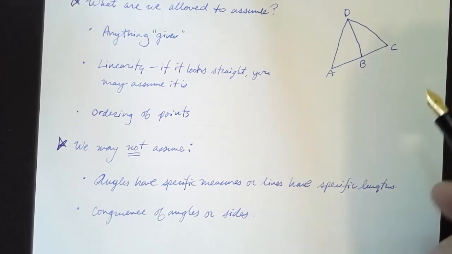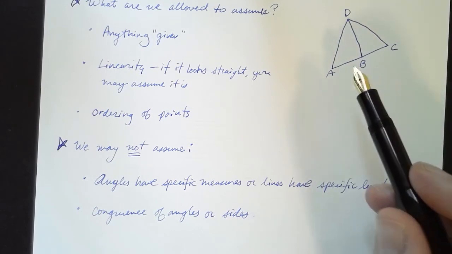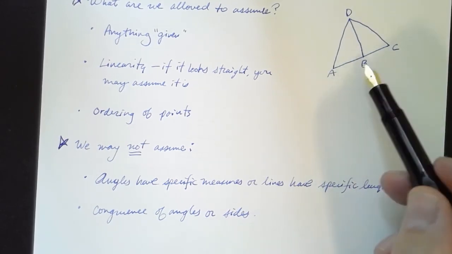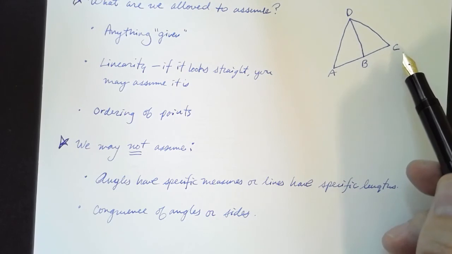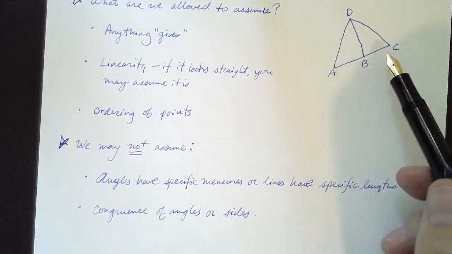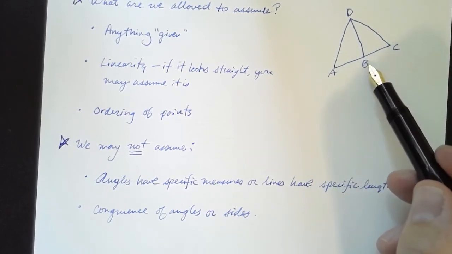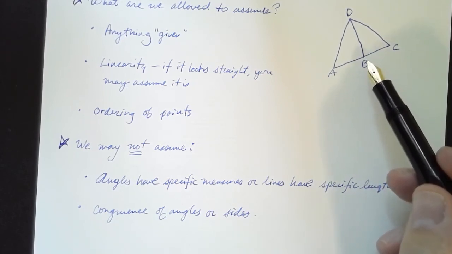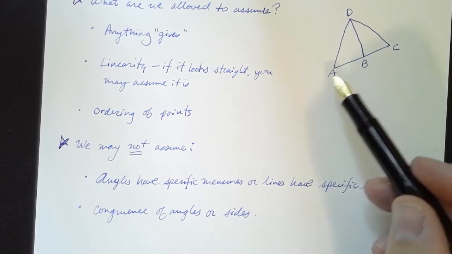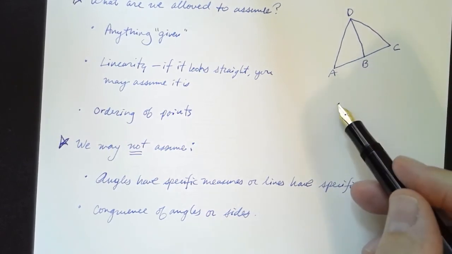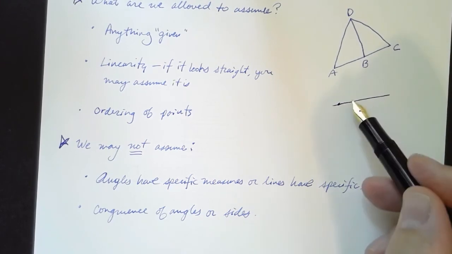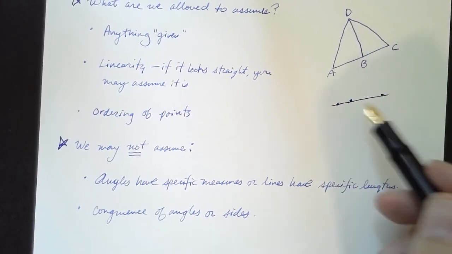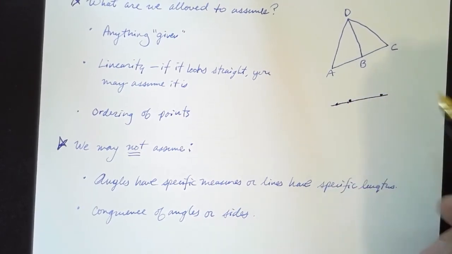Finally, the third thing you're allowed to assume without having to be told anything is ordering of points. If I draw a picture and B is between A and C, you can assume that that's the order. Don't assume that B is right in the middle, like AB and BC are exactly the same, so that B is the midpoint. I'm not saying you can assume that. You can simply assume that they appear in this order. So it could be A, B, C, like that, with B off to one side.